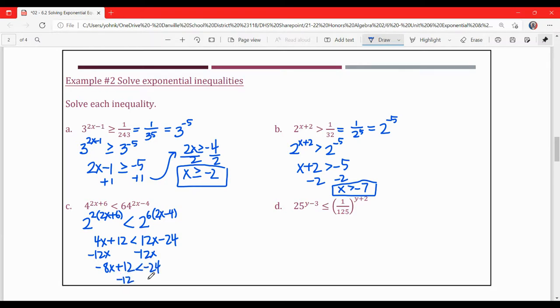I can subtract 12 to both sides. This gives me negative 8x is less than negative 36. I can divide by negative 8, and when I divide by a negative, the inequality switches direction. And so I get 36 over 8, but I can simplify that and get x is greater than 9 halves.